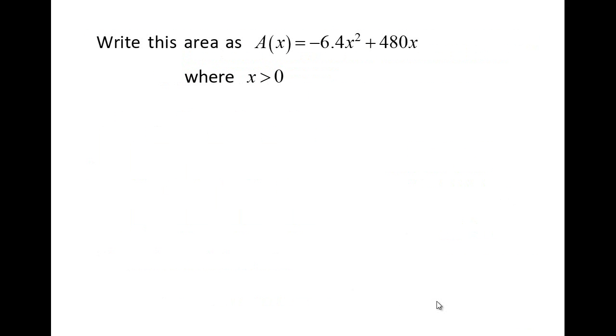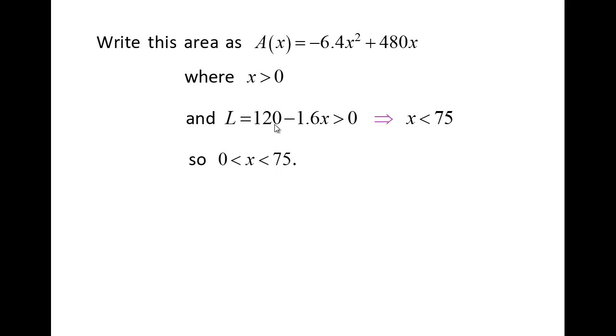Here x has to be positive, obviously, and then L will also need to be positive. Now L, remember, is 120 minus 1.6x. So if it is positive, then what can we say? We solve this inequality for x, and we see that x must be less than 75. So x is between 0 and 75. So we are finding the max of A on this interval.